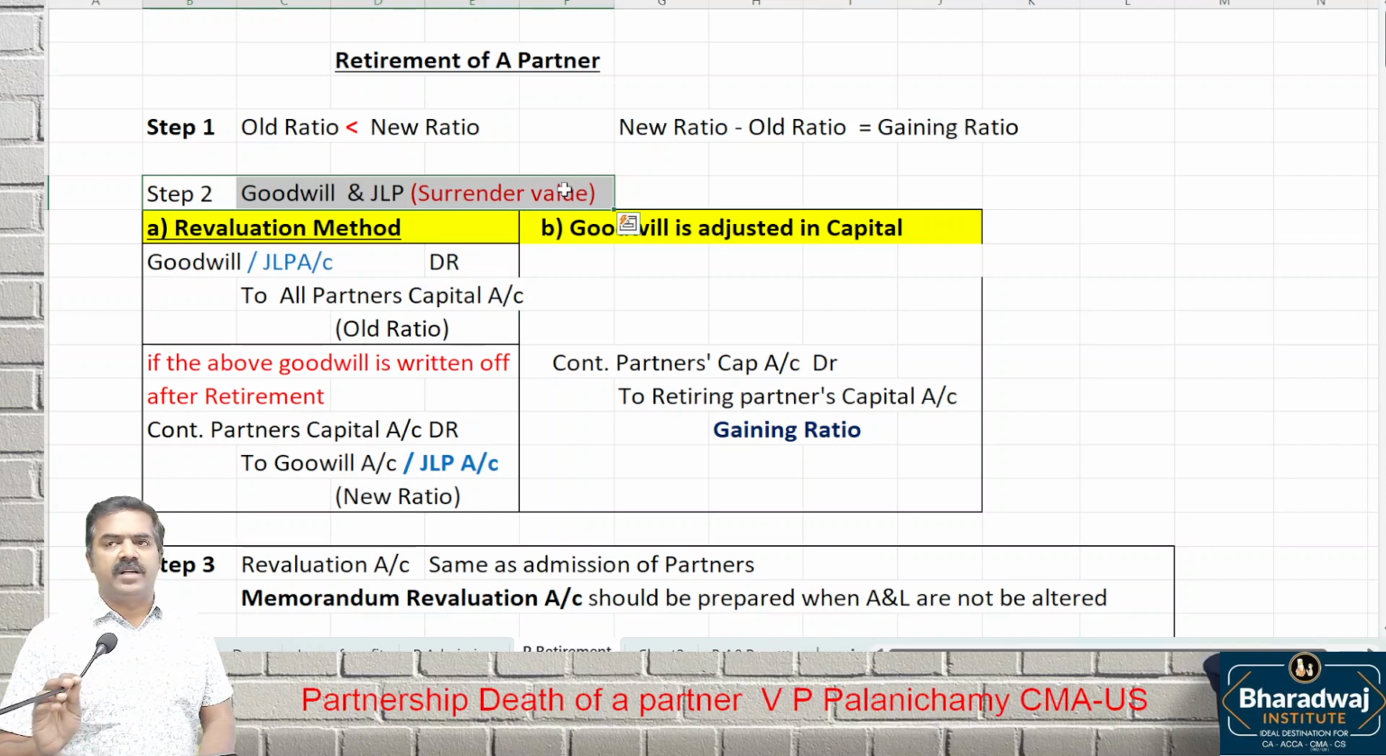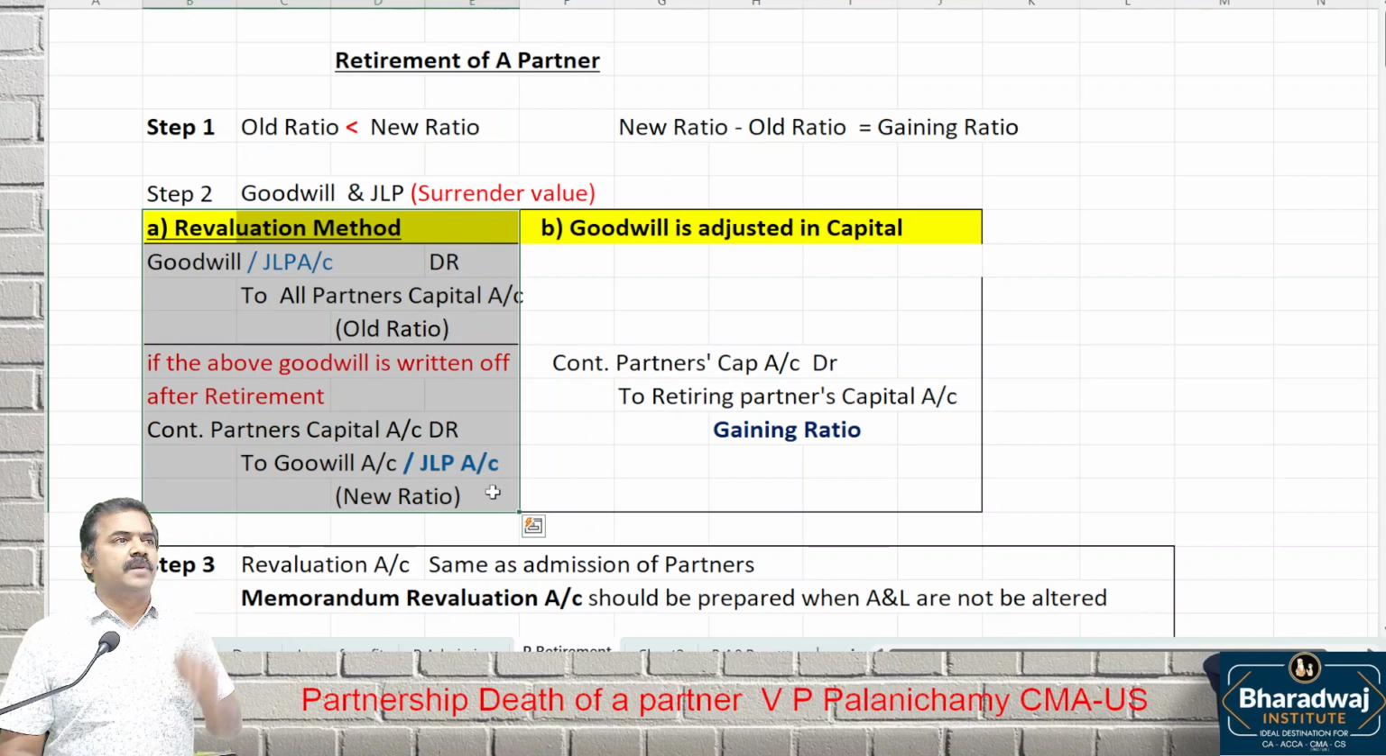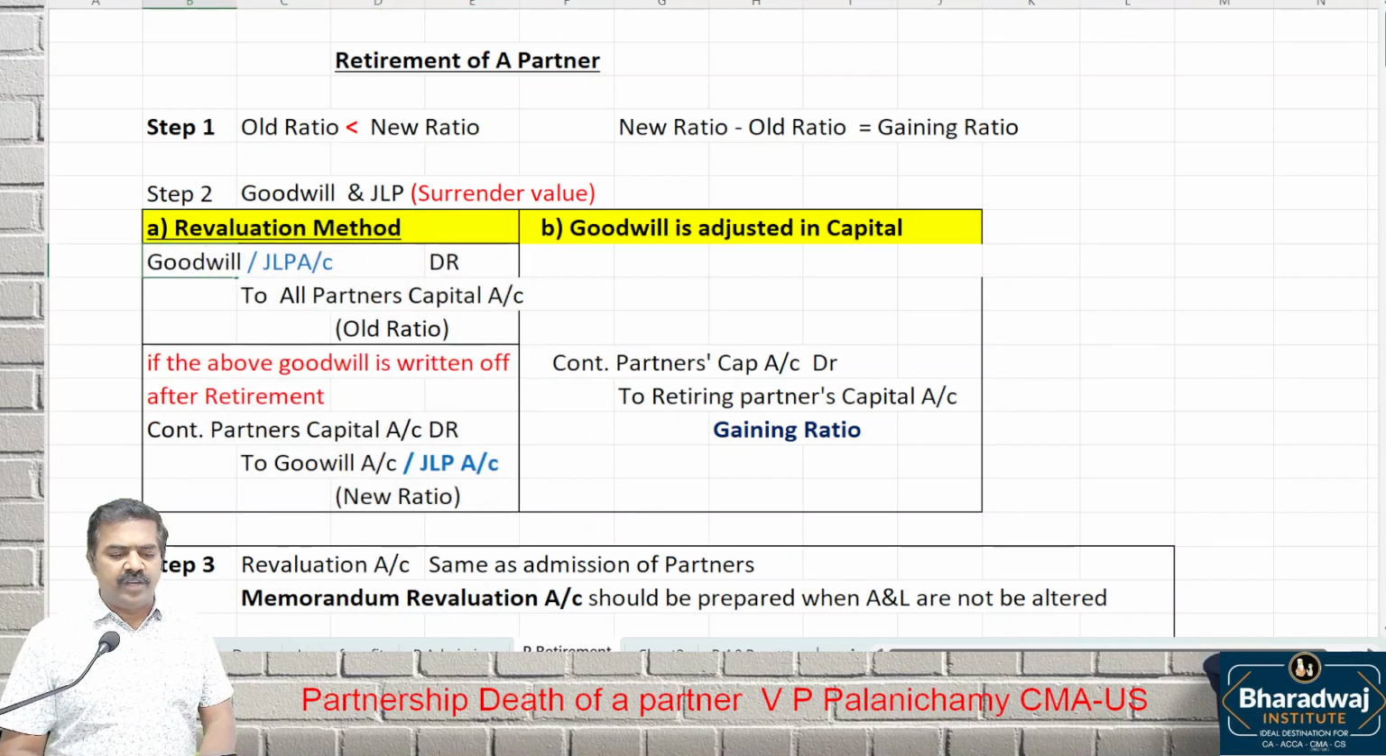Goodwill. We consider goodwill. Two methods we had seen. What are the two methods? Either raise the goodwill and write off, which is only for goodwill, or adjust through which account? Partners' capital account. Those steps are the same.